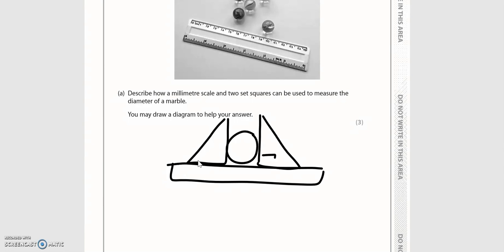Also, because they are at a right angle, it makes sure that your set square isn't leaning, and that you're crossing the ruler at exactly the right point. So if you drew a diagram like that, which kind of looks like a boat now, and then you take the readings off the ruler here, that will be an accurate measurement of the diameter of your marble. That's hard to explain without a diagram, so I definitely recommend the diagram.